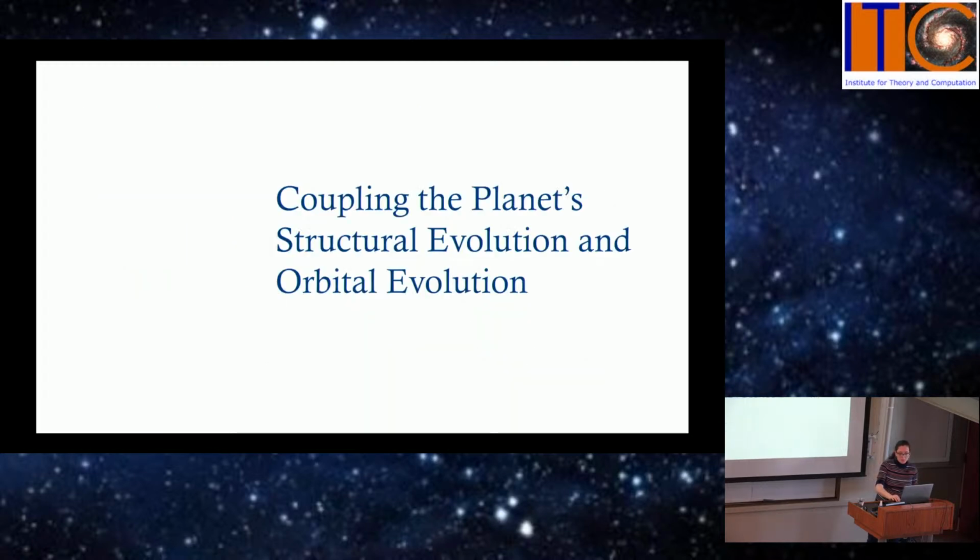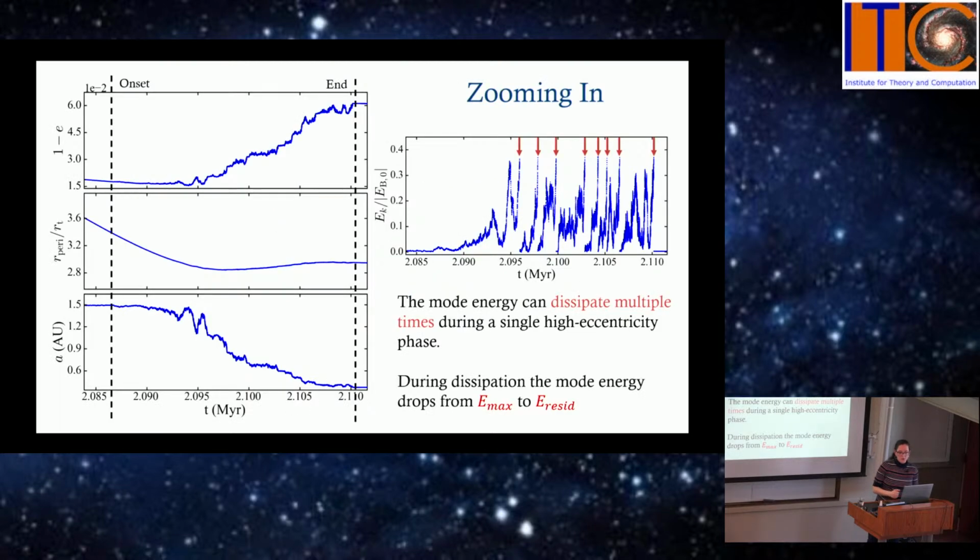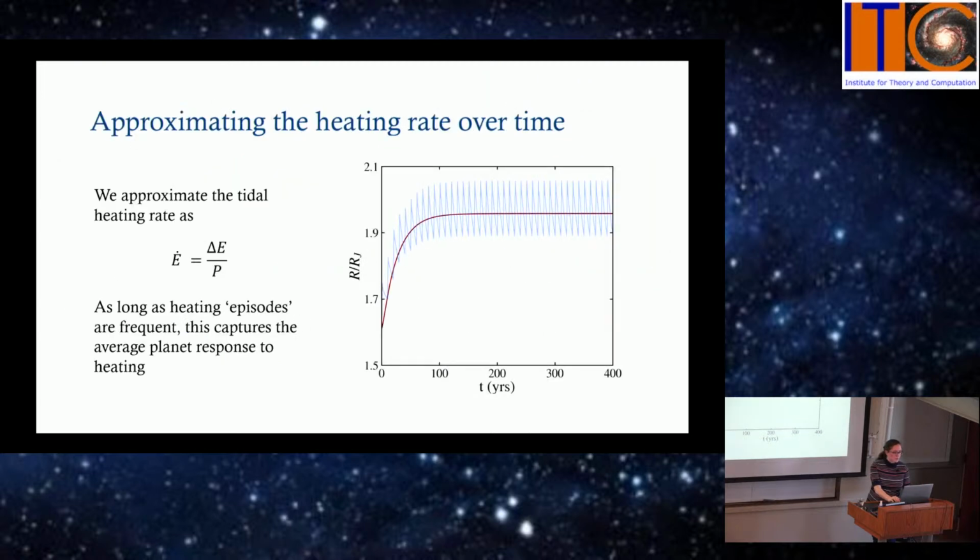So we can try coupling the structural evolution and orbital evolution. I'll just remind you briefly that in the chaotic process, there are multiple heating episodes that happen within the time scale of 10^4 or 10^5 years. But that's a little bit difficult to put into something like a simple simulation with MESA or with a stellar evolution code. So we'd like to do something a little simpler.